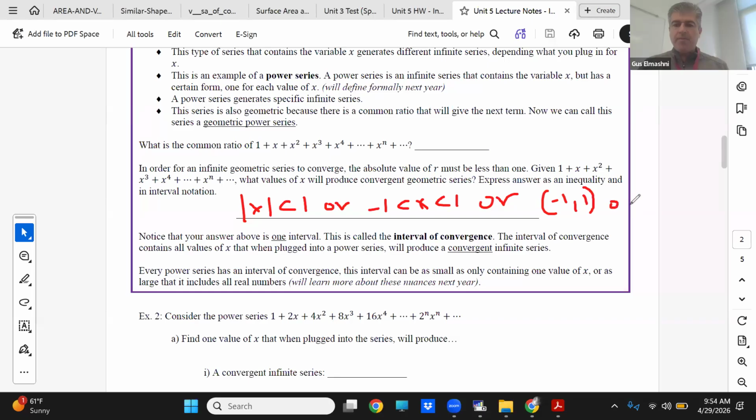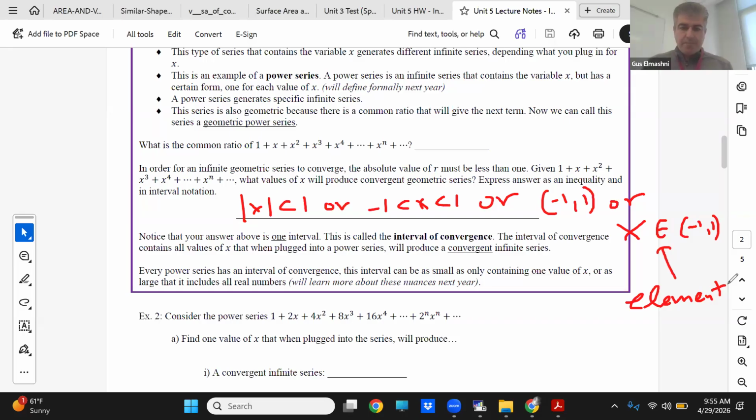Or, if we want to get really nerdy with the math, has anyone ever seen this symbol before? It's like a rounded E. Do you know what that's called? In set notation, it's called element. So you're saying x is an element between -1 and 1, non-inclusive. Or a number between -1 and 1 is an element of the set, or x is in that set.